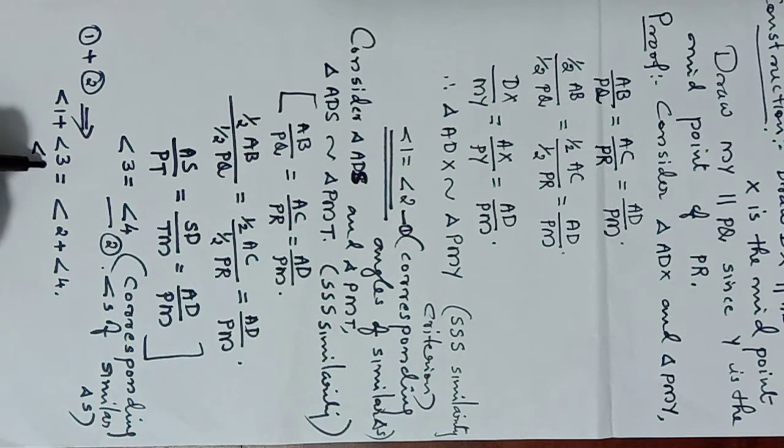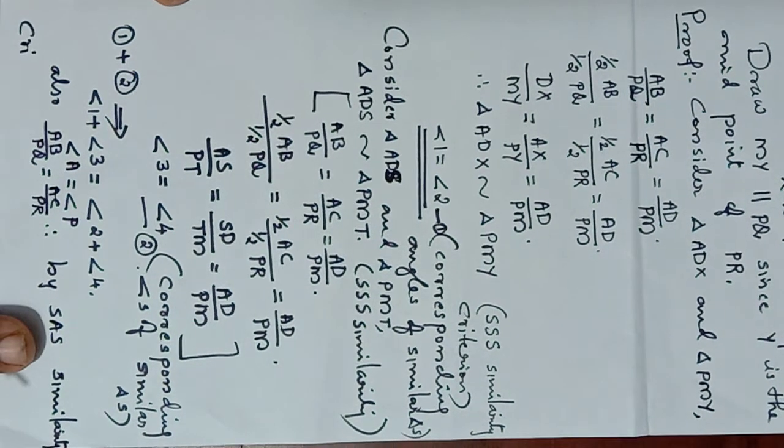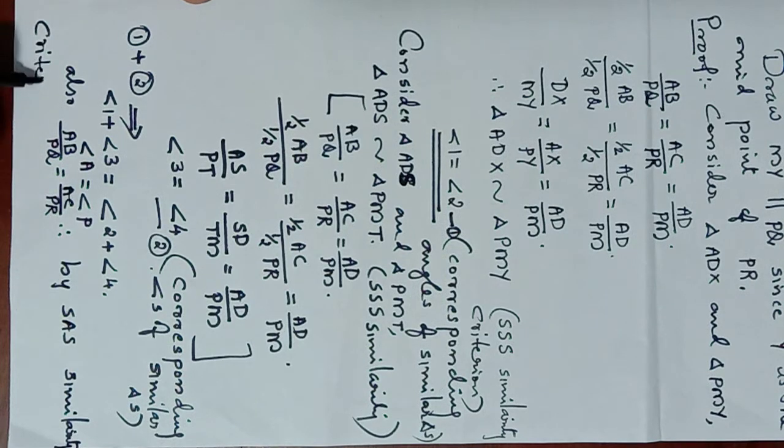So, here angle A is equal to angle P. Addition of 1 and 3 becomes A. Addition of 2 and 4 becomes P. Also, given, I am writing AB by PQ equal to AC by PR. Therefore, by SAS similarity criterion, here we have triangle ABC similar to triangle PQR. Very easily we have proved.